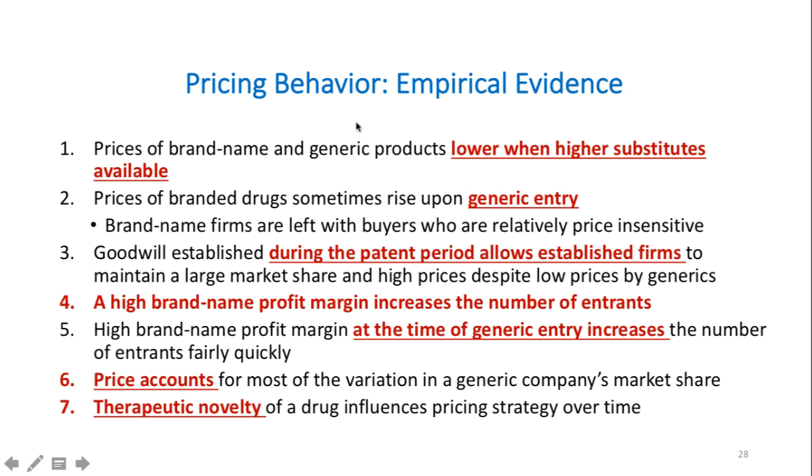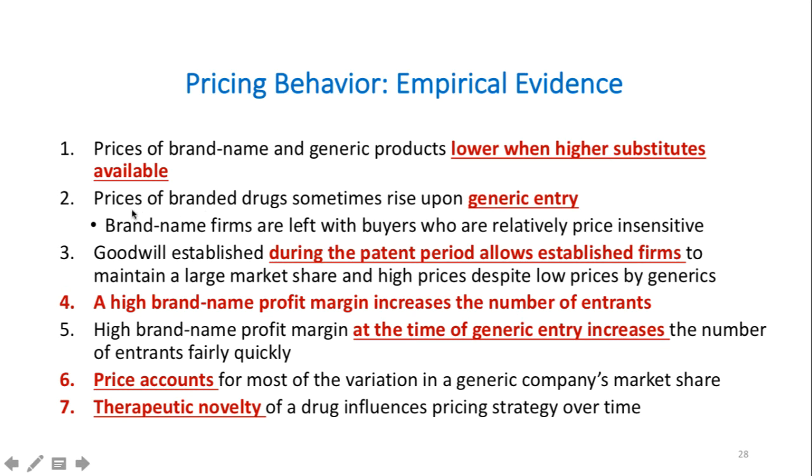Looking at the pricing behavior from empirical evidence, we see that the first piece of evidence shows that the prices of brand name and generic products are lower when there is a higher number of substitutes in the market. So this makes sense. This is actually following the principle of economics. By increasing the number of substitutes, the price decreases.